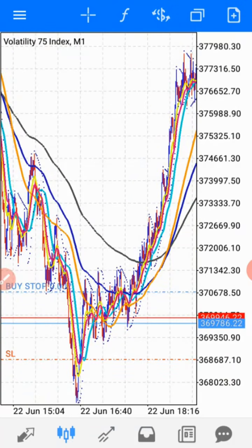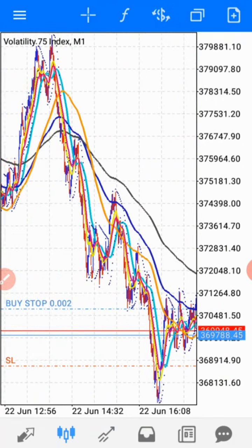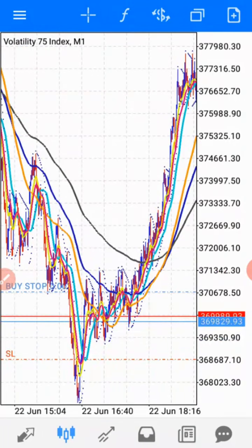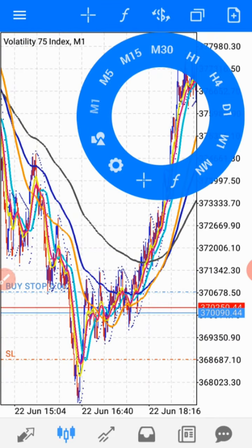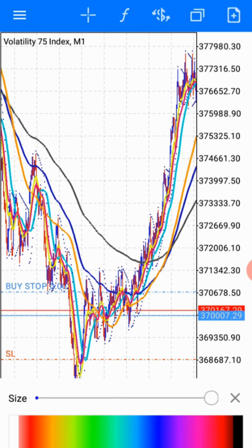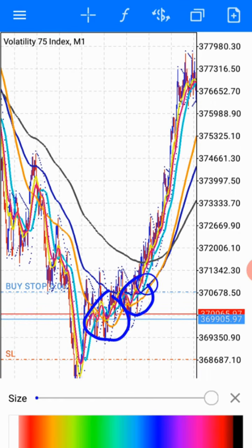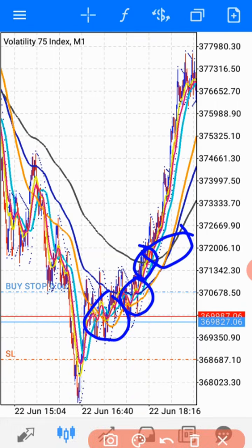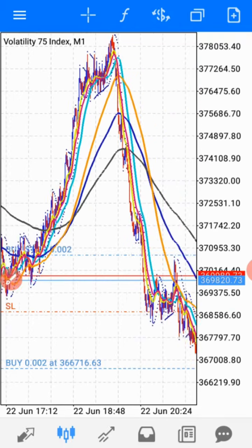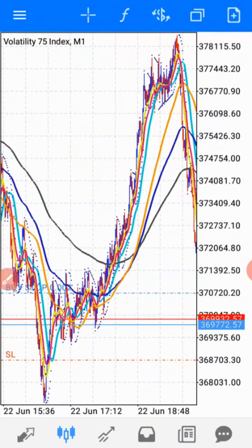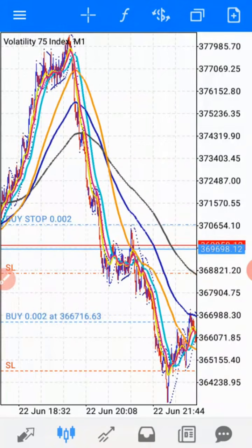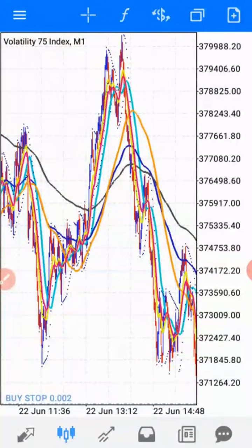So the same thing happened here. See, once you see markets doing yanga like this, don't enter it. Calm down, settle yourself. So we have the same thing. The same thing happened there, and here, and here. And we had a very long trade.